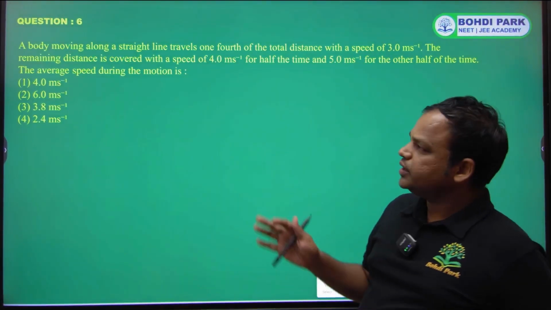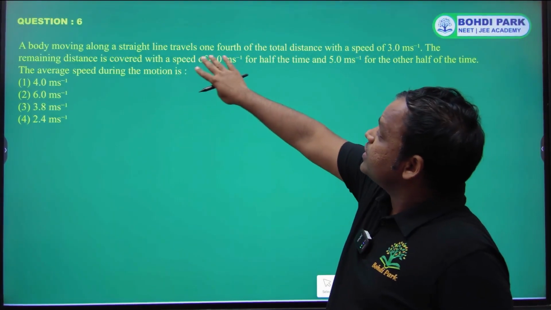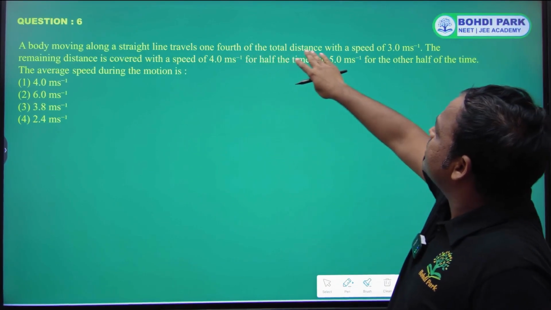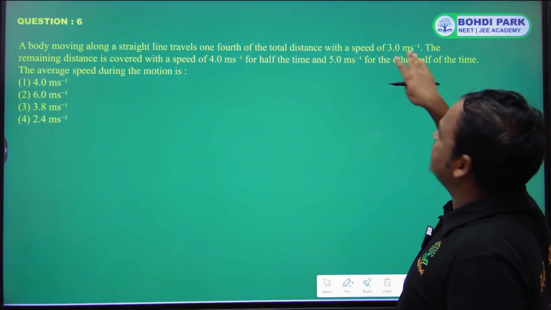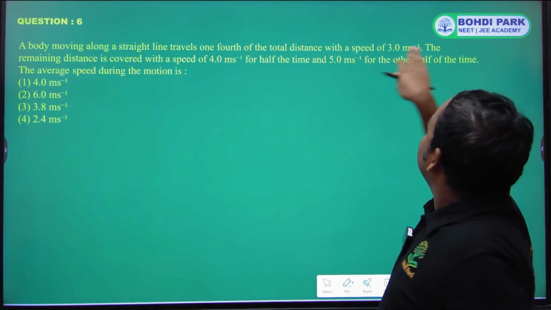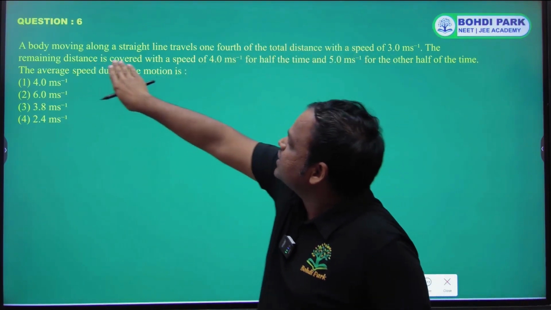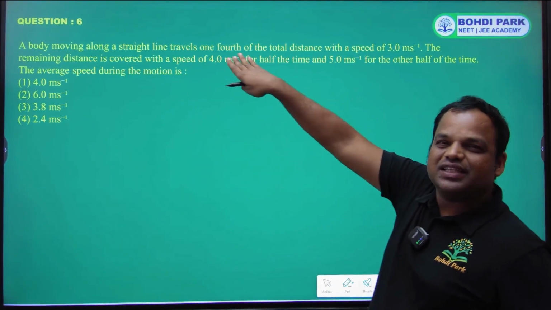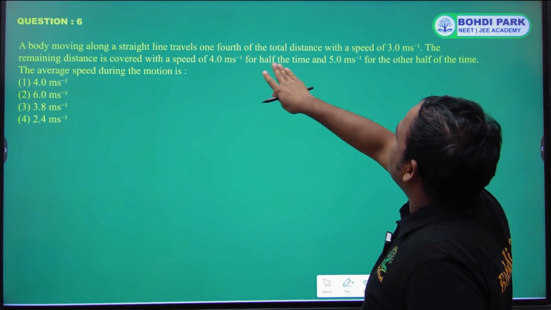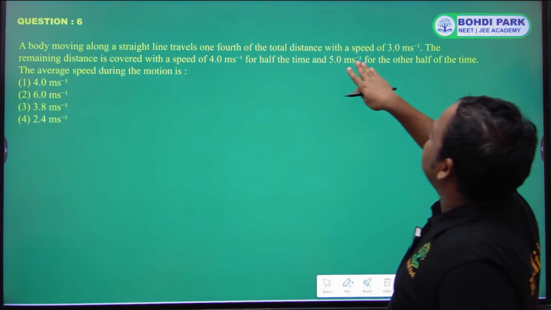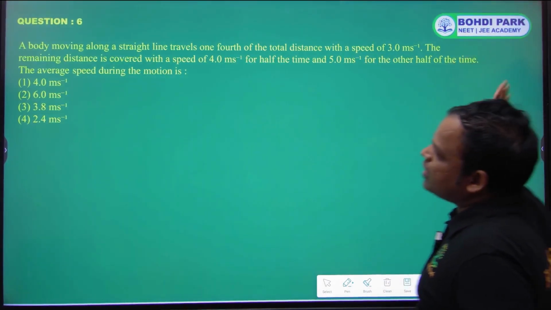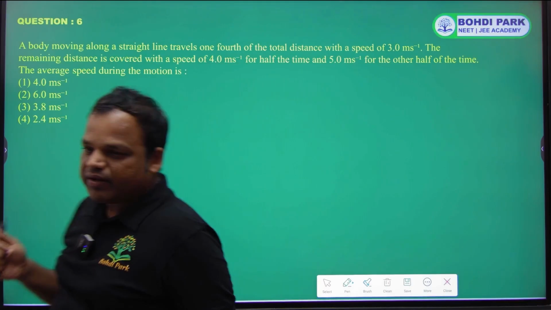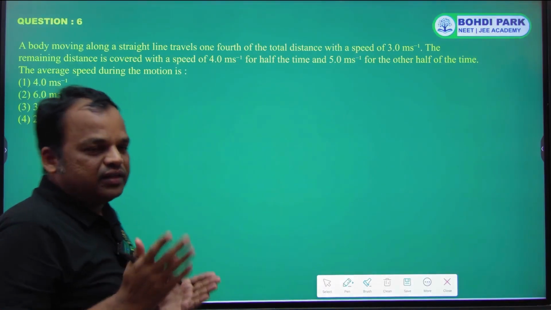Now look at this question. A body moving along a straight line travels 1/4 of the total distance with a speed of 3 meters per second. The remaining distance is covered with a speed of 4 meters per second for half the time and 5 meters per second for the other half of the time. What is the average speed for the entire journey?